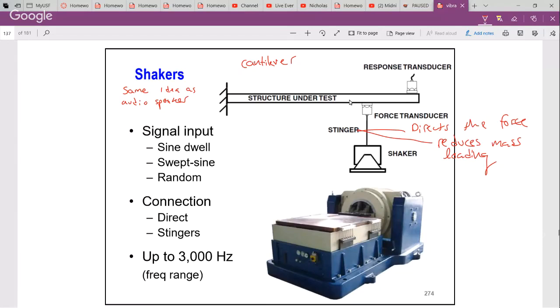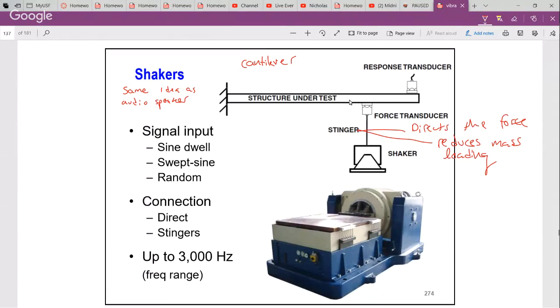All right. Let's talk about signal input. You probably don't even think about the signal going into your audio speakers. It could be anything, right? You could play sine waves if you wanted, but you probably don't listen to that. But you could. So you could drive the shaker, or whatever's attached to it, at just one frequency at a certain level. You could say, okay, we want to drive it at this frequency, let's say 500 hertz at 10 Gs.